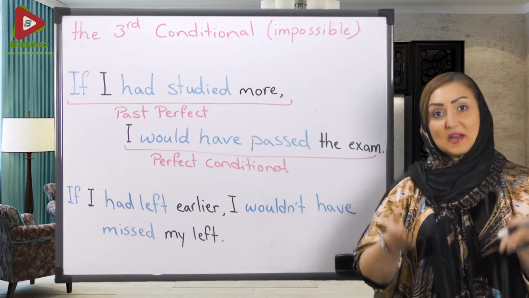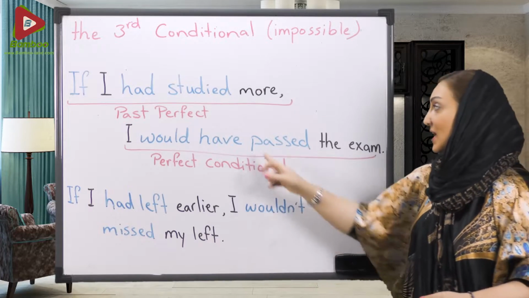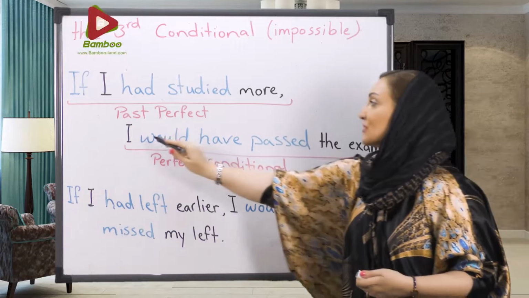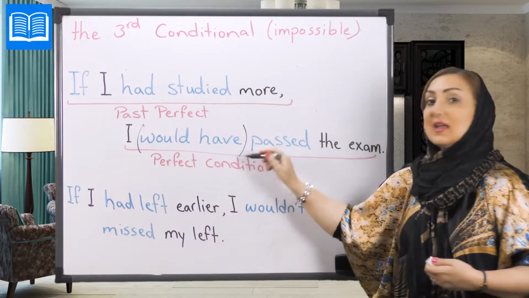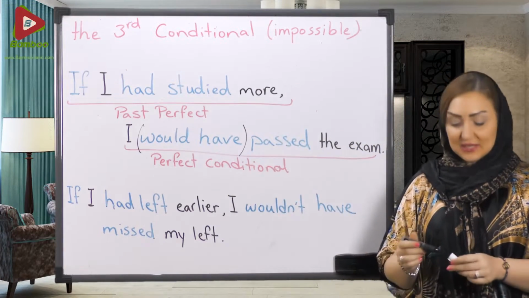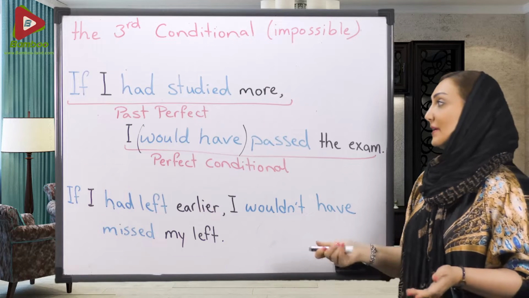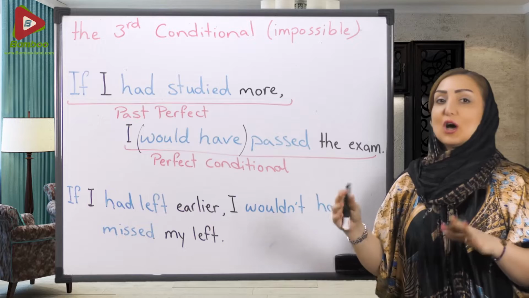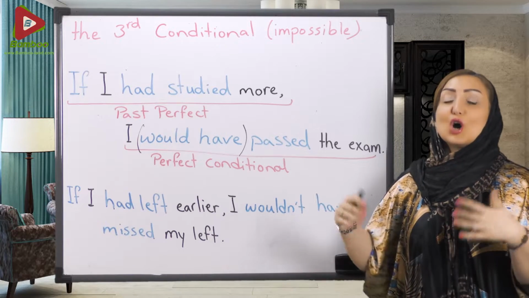We have would have as a fixed component, plus the past participle of the verb. For example, I would have passed, I would have changed, I would have bought, I would have gone.